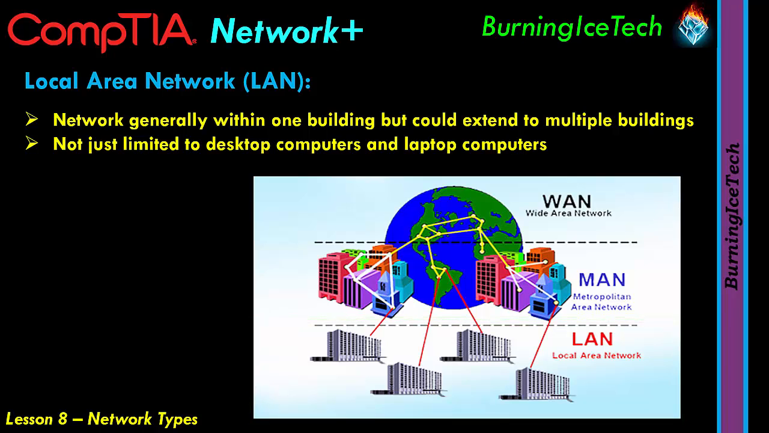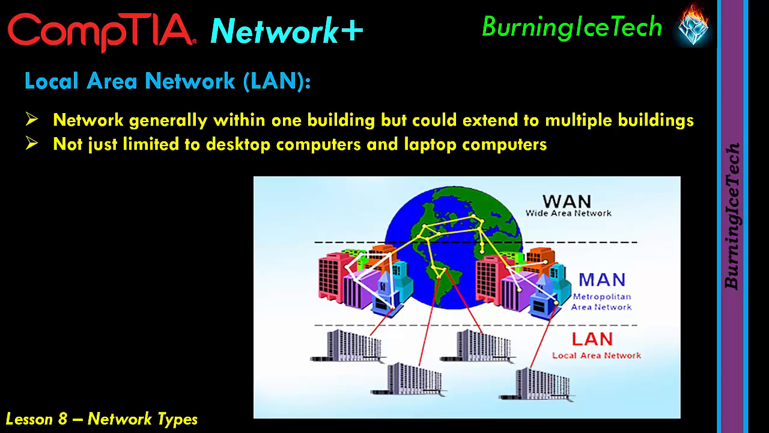So a LAN is usually within one building, like we said. It could possibly extend to multiple buildings, but it's usually going to be within one building. And then the MAN and the WAN we'll discuss in just a couple of moments. Now before we move on to the next topic, like I said earlier in this video, guys, a LAN can be either wired or wireless.